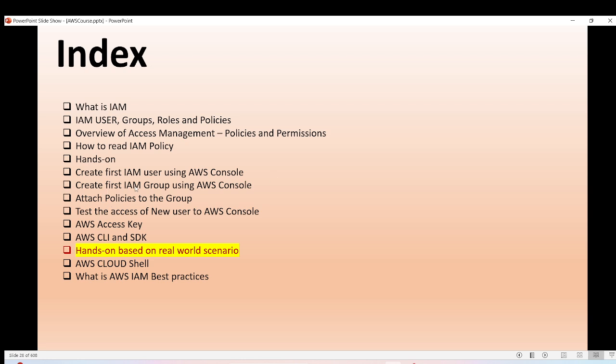Create the first IAM group using the AWS console. Attach policies to the group. Test the access of the new user to the AWS console. AWS access key, AWS CLI and SDK. Guys, the most important point, hands-on based on real-world scenarios. AWS CloudShell. What are AWS IAM best practices?